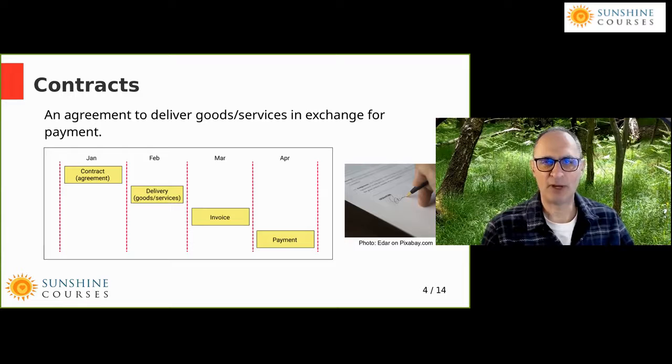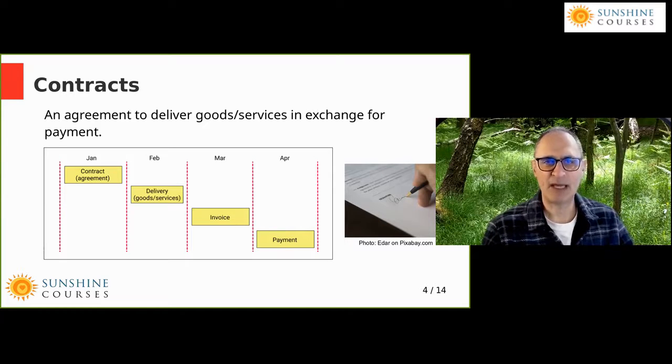So in February, the person who's delivering the services delivers them. Could be selling glasses, it could be delivering cars, it could be serving food at a restaurant, whatever it is, the delivery takes place in February, and you can either deliver goods or services. Once the goods or services are delivered, we then raise an invoice to request payment.